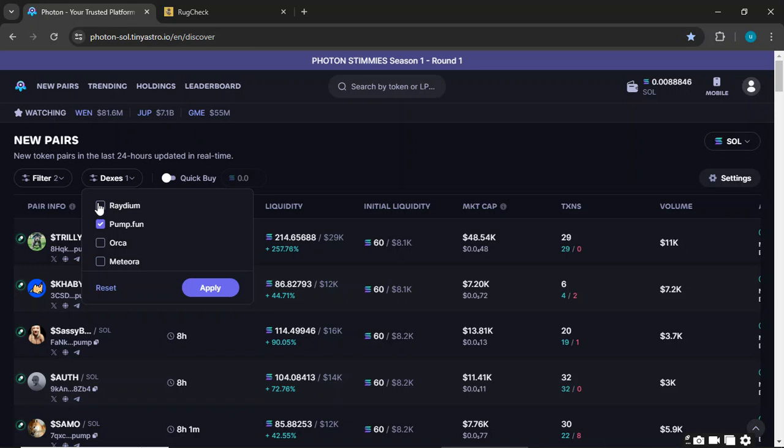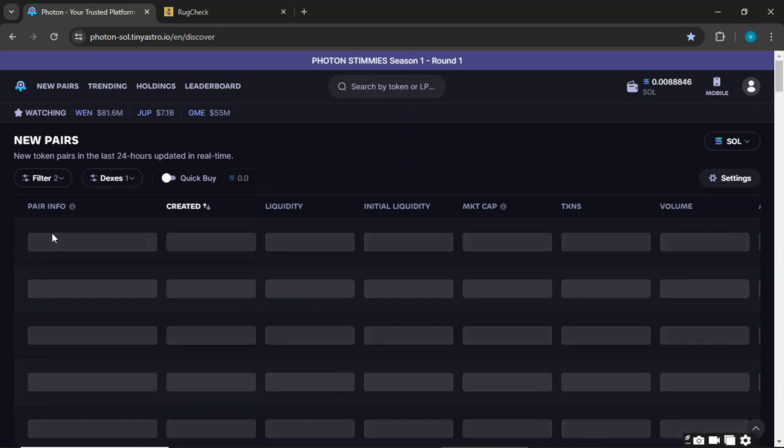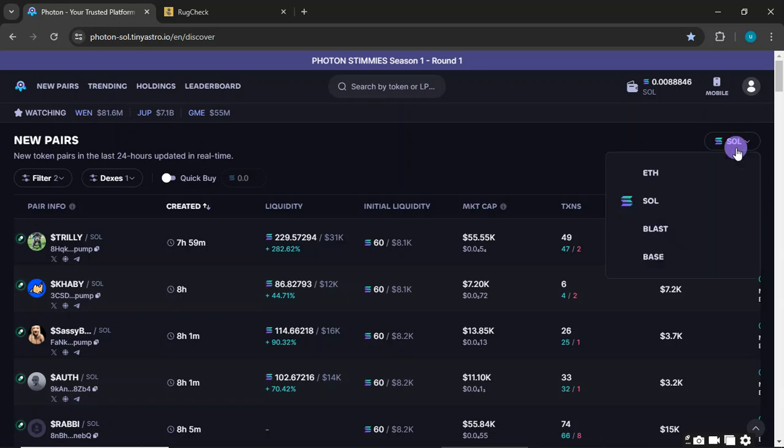Now these are the dexes. We want to make use of pump.fun. When you open this site for the first time, all these dexes will be activated, so you just have to close everything and activate pump.fun. Pump.fun is basically the first place every newly listed meme token heads towards. So pump.fun is activated. Then remember our chain: we are making use of Solana.